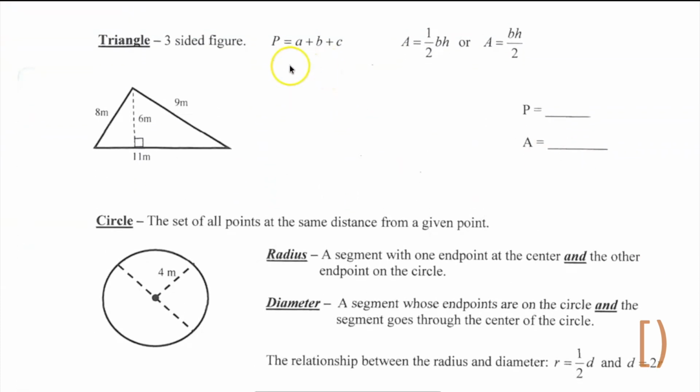So triangles, same idea. Perimeter is just always the same, right? So the perimeter of a triangle, all we're going to do is add up all the outsides. So 8 plus 11 plus 9. Let's add these two first. That's 20. So 8 plus 20 is 28 meters. Again, perimeter is always just the units, right? You're just adding up all the units, so nothing changes.